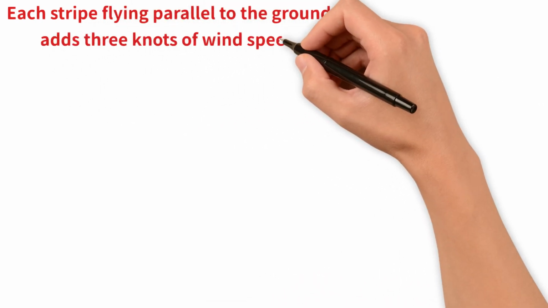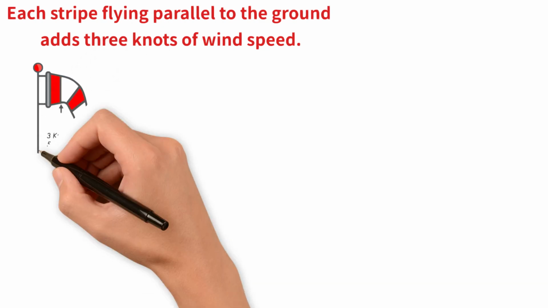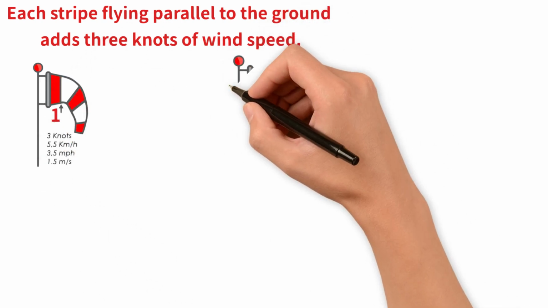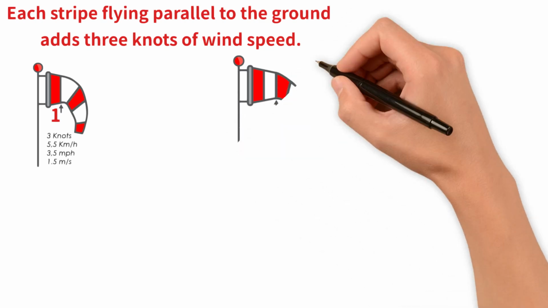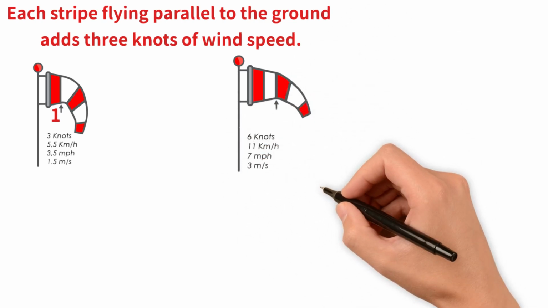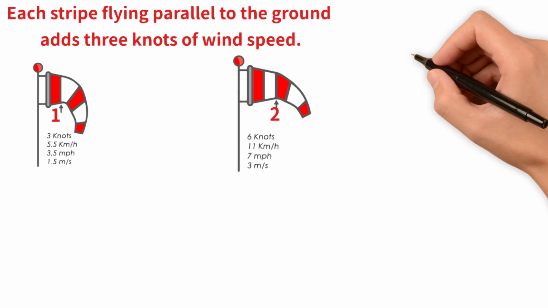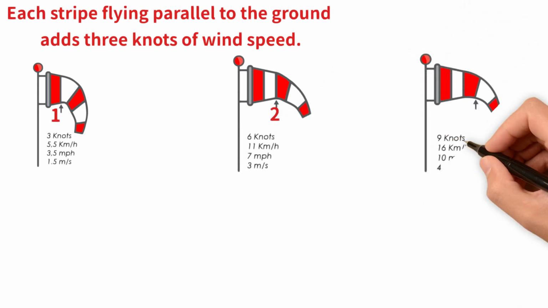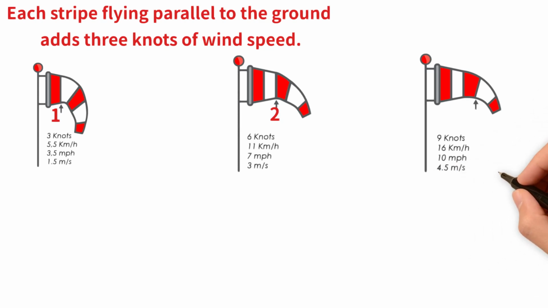1 stripe is equal to 3 knots, 3.5 miles per hour, 5.6 kilometers per hour. 2 stripes is equal to 6 knots, 7 miles per hour, 11.1 kilometers per hour. 3 stripes is equal to 9 knots, 10.4 miles per hour, 16.7 kilometers per hour.